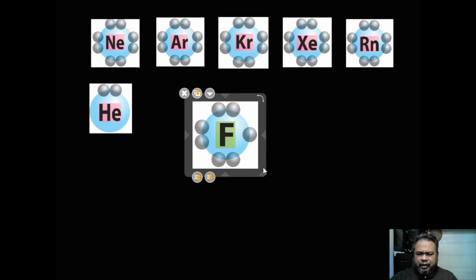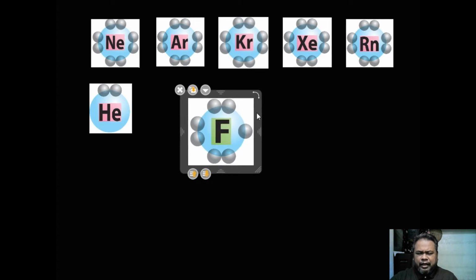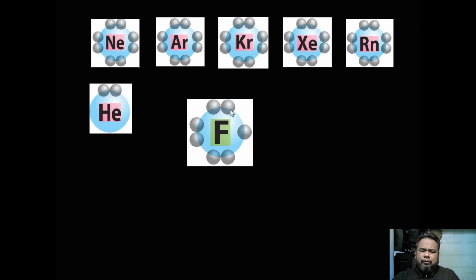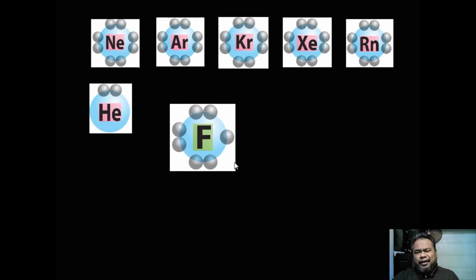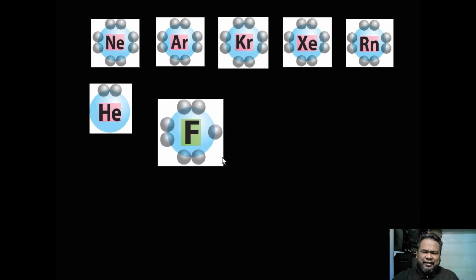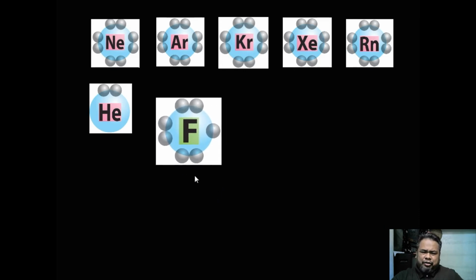So, let me just make it small. Now, let's count the outer shell electrons of fluorine. So, we have 1, 2, 3, 4, 5, 6, and 7. So, it only has 7. Hindi siya masaya. Okay? Unstable siya pag ganito. Right? Unstable. So, fluorine needs to bond with other atoms to become stable.